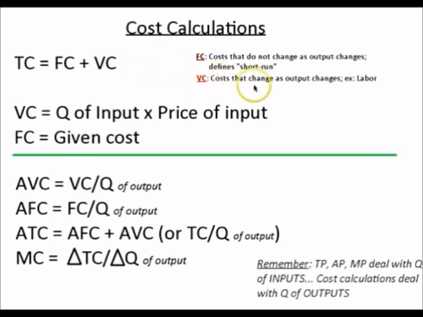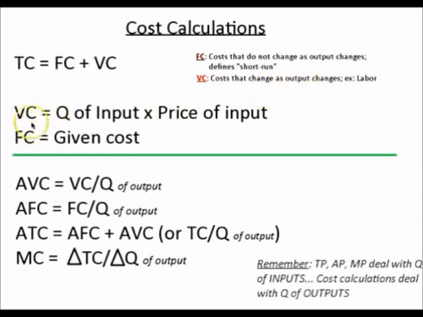Variable costs are costs that change as output changes. So, as we make more of a product, we're going to need more workers, for example. We're going to need more raw materials, for example, and so on. So these costs will actually change as you change your output levels.